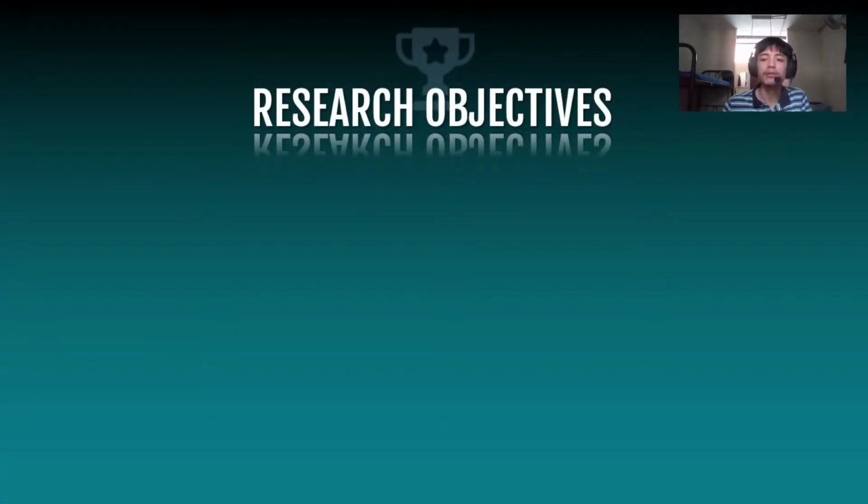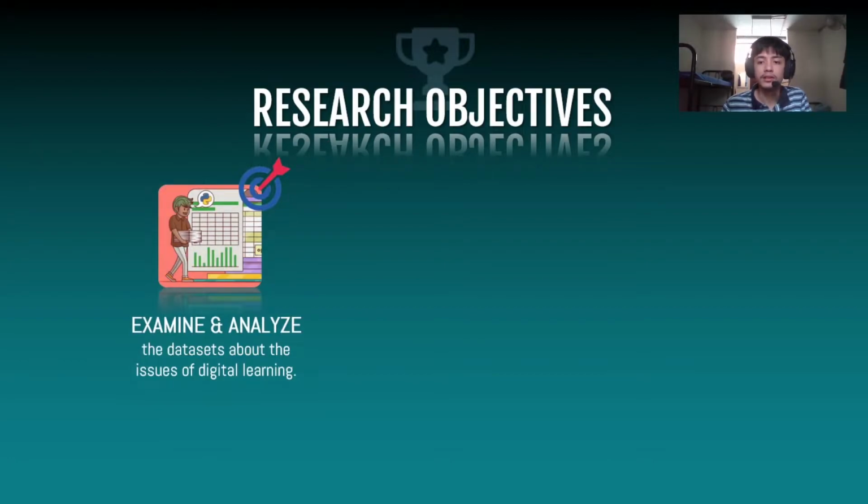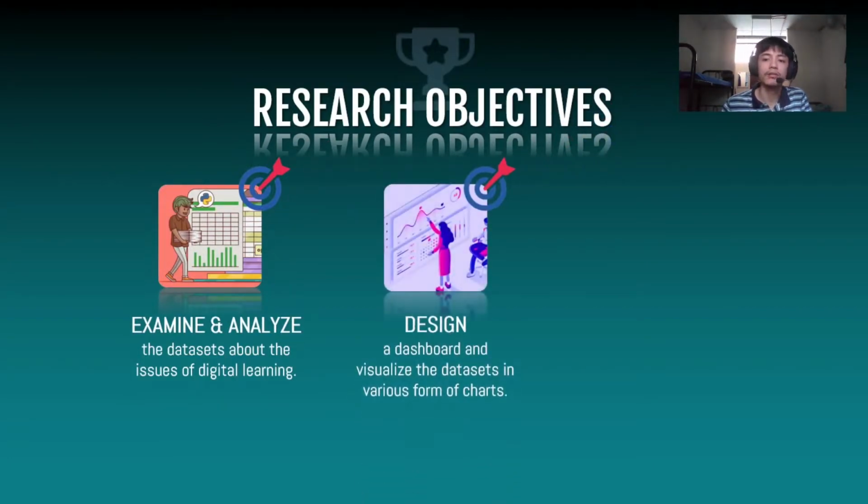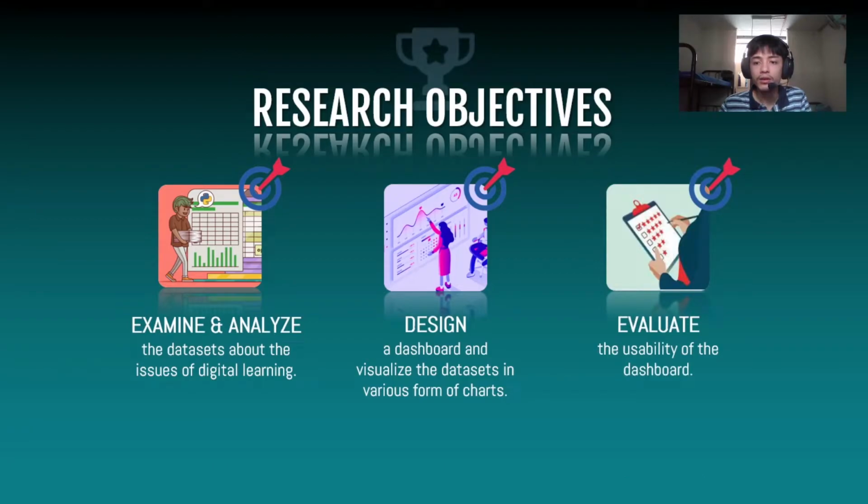As discussed previously, the objectives that have been achieved by the end of the project are to analyze the datasets on issues in online learning, to design and develop a dashboard that visualizes the feedback and issues of online learning, and finally, to evaluate the dashboard's usability via user acceptance test.